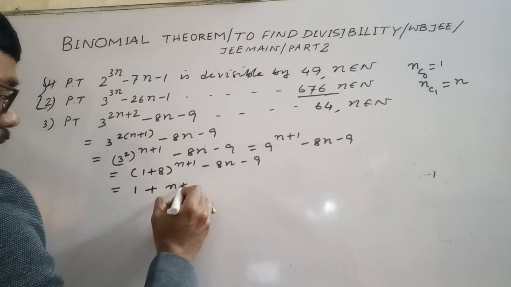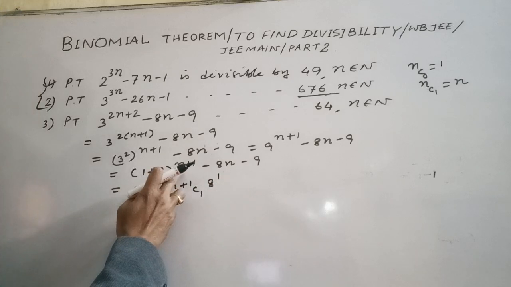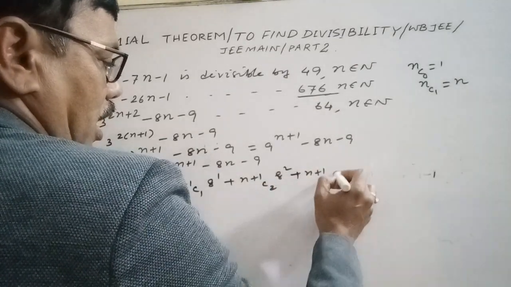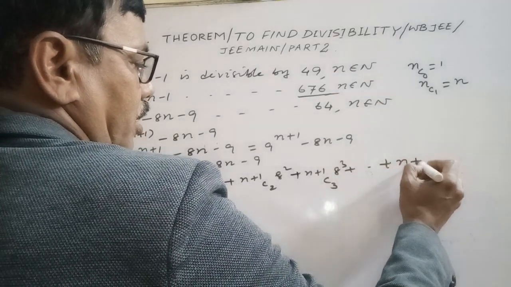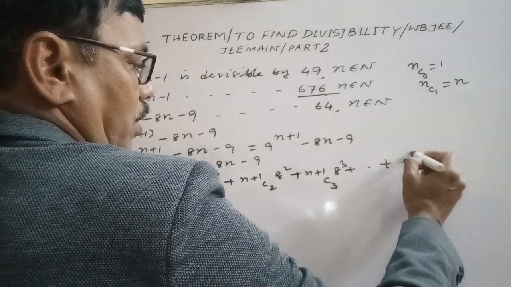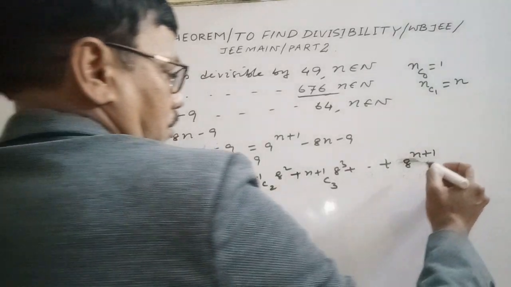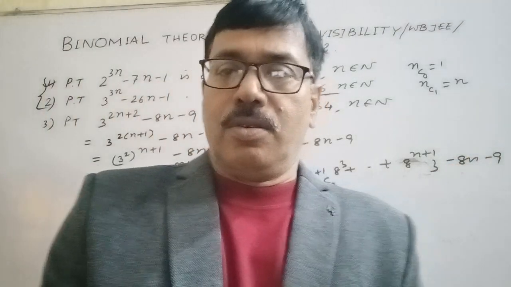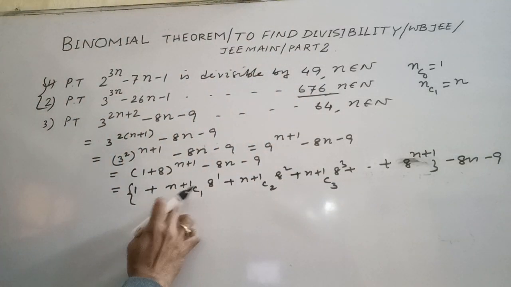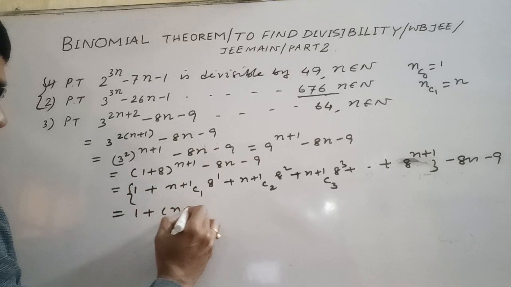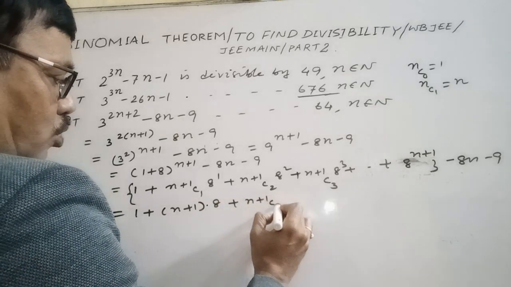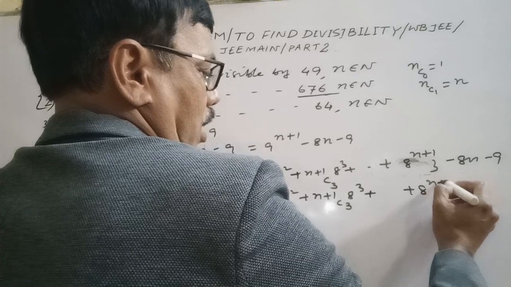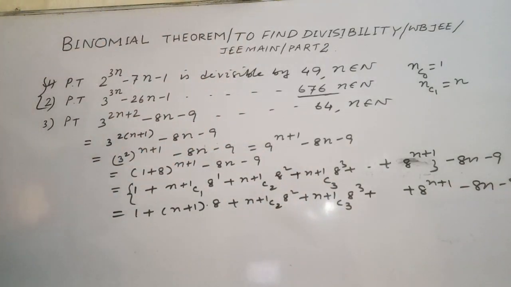So 1, n plus 1 C1 8 to the power 1. Mind it, this is n plus 1. So n plus 1 C2 8 square, n plus 1 C3 8 cube, and finally 8 to the power n plus 1 minus 8n minus 9. Then expand the first term only. n plus 1 C1, so the lower suffix is 1, so this is only n plus 1. n plus 1 C2 8 square, n plus 1 C3 8 cube, 8 to the power n plus 1 minus 8n minus 9.